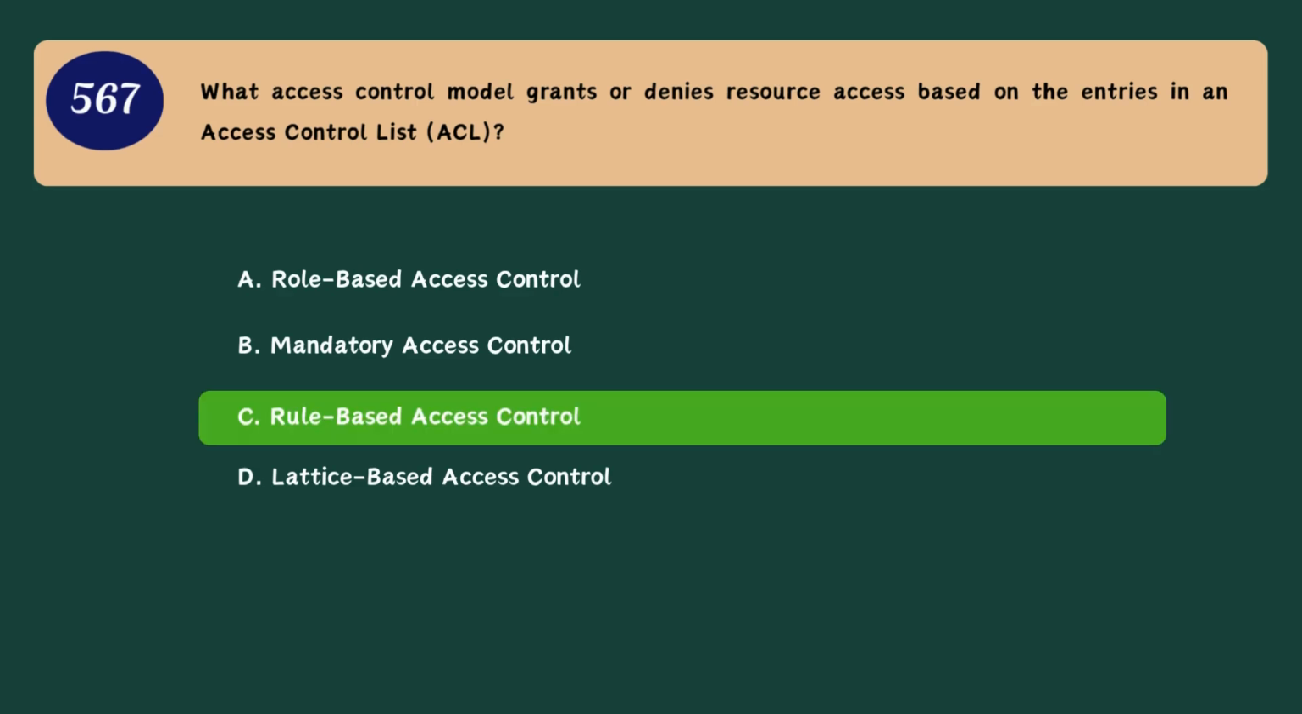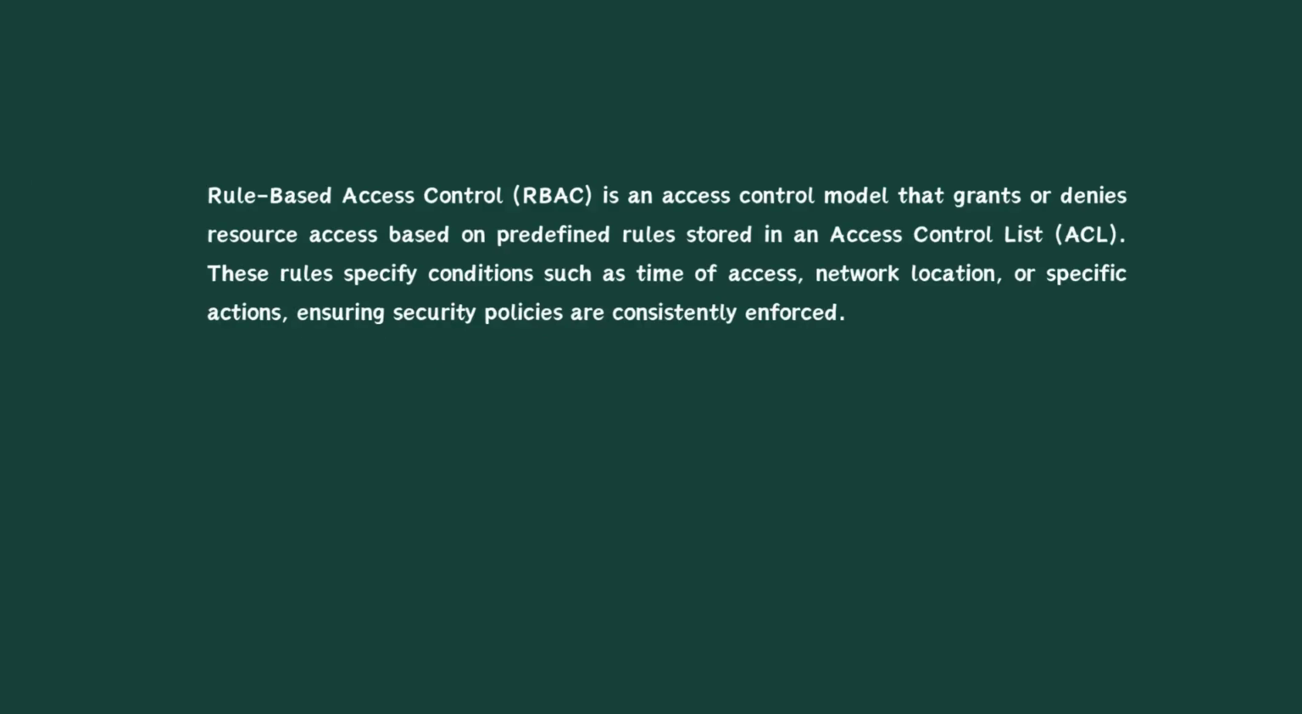Correct answer. C. Rule-based access control. Rule-based access control is an access control model that grants or denies resource access based on predefined rules stored in an access control list. These rules specify conditions such as time of access, network location, or specific actions, ensuring security policies are consistently enforced.